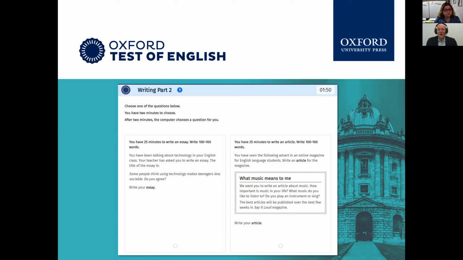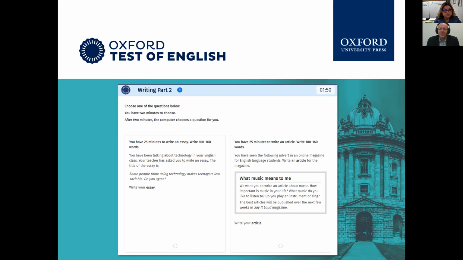Now, perhaps you look at that and you think, nah, I'm not really interested. Okay, then have a look at the other option. The other option is more creative, okay? And it's either to write a newspaper or a magazine article or a review. A review is una crítica of a film or a television program or a website or something, okay? But something more creative. Now, in this example, we have what music means to me.